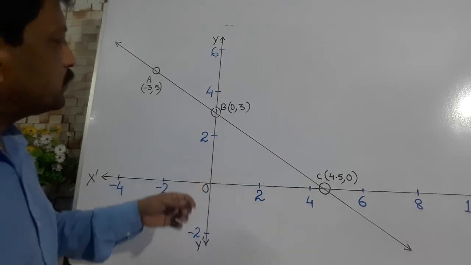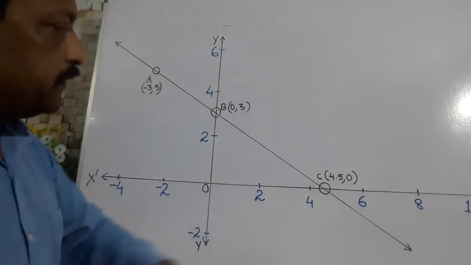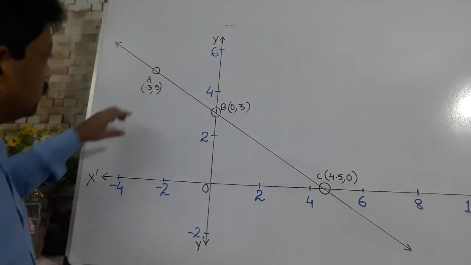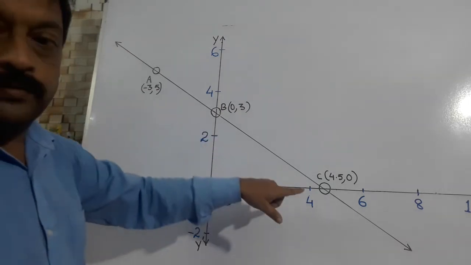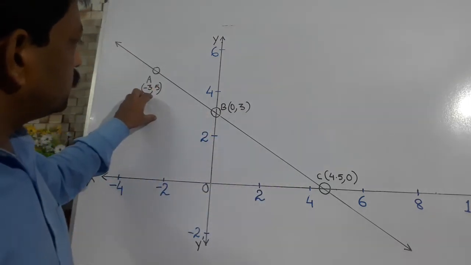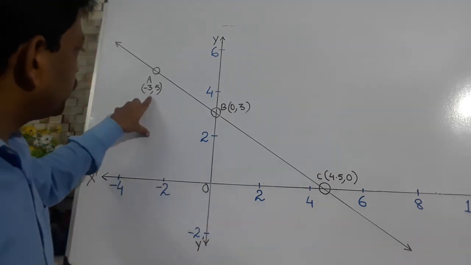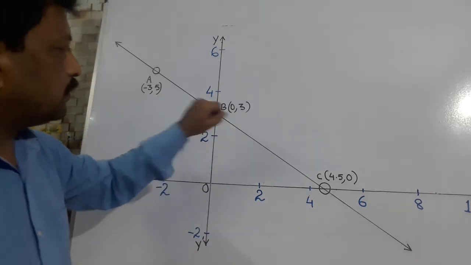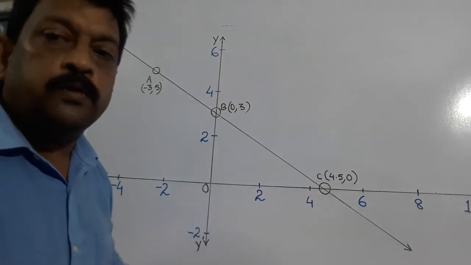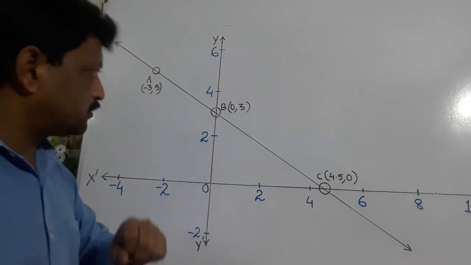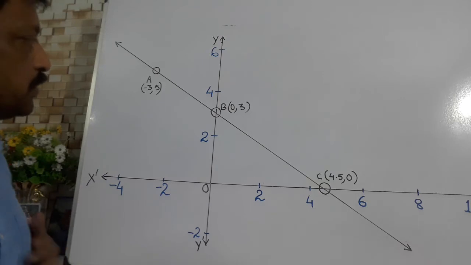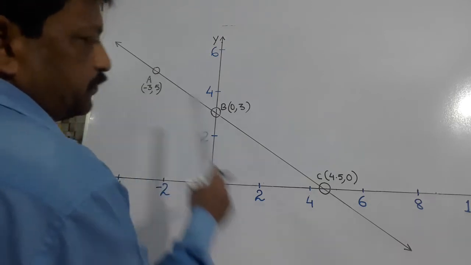So this is the straight line obtained when all the 3 points are joined. These 3 points are the solution set of the first equation. That is minus 3 comma 5, 0 comma 3 and 4.5 comma 0. These are the 3 points, the solution sets obtained from the first equation. A straight line is formed.